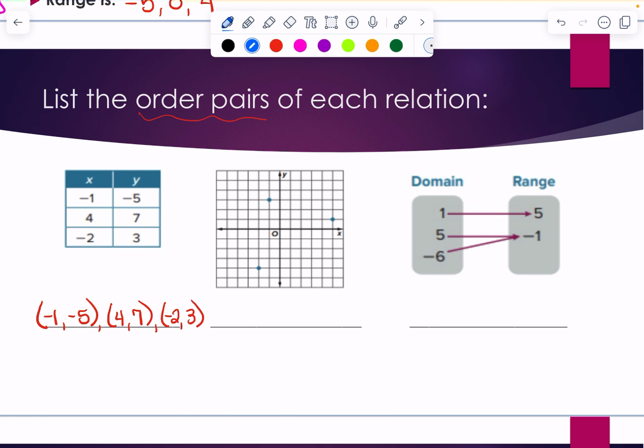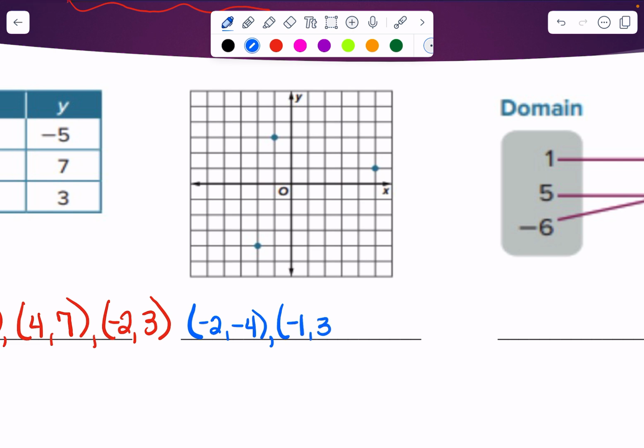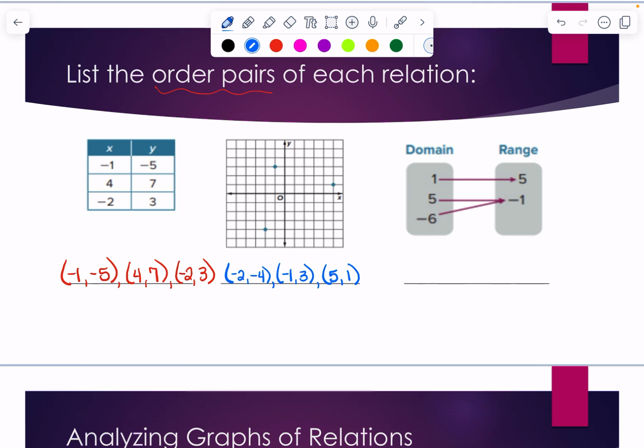Okay, if we look at this second one, it's points on a graph. So here I'm going to go left 2, so -2, 1, 2, 3, 4, down 4. That's my first point. My second point is -1, left 1, 1, 2, 3, up. And my third point is 1, 2, 3, 4, 5 to the right and up 1. So that would be that ordered pair set.